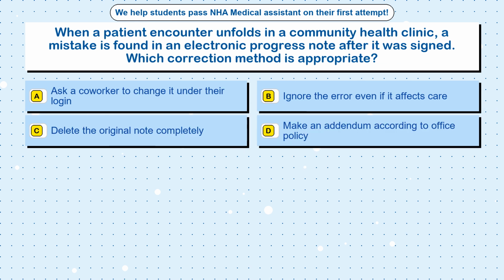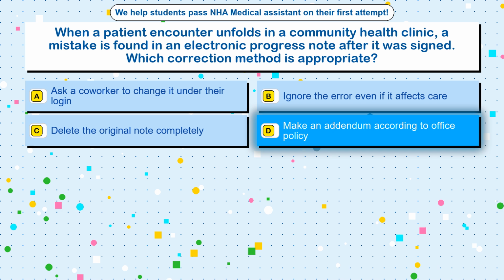Question 10. When a patient encounter unfolds in a community health clinic, a mistake is found in an electronic progress note after it was signed. Which correction method is appropriate? Option A. Ask a coworker to change it under their login. Option B. Ignore the error even if it affects care. Option C. Delete the original note completely. Option D. Make an addendum according to office policy.